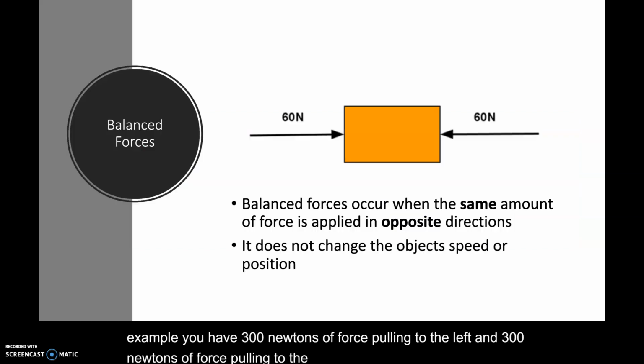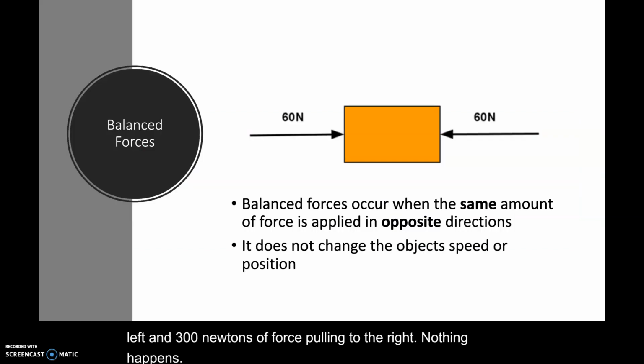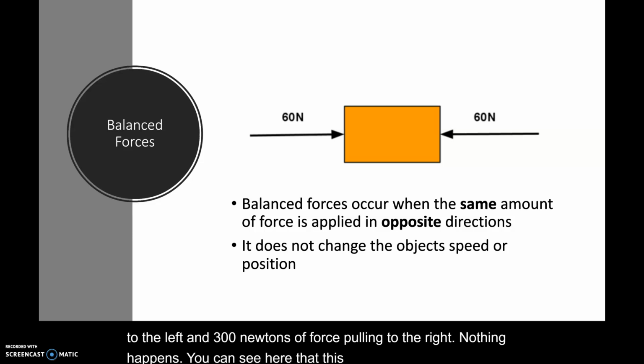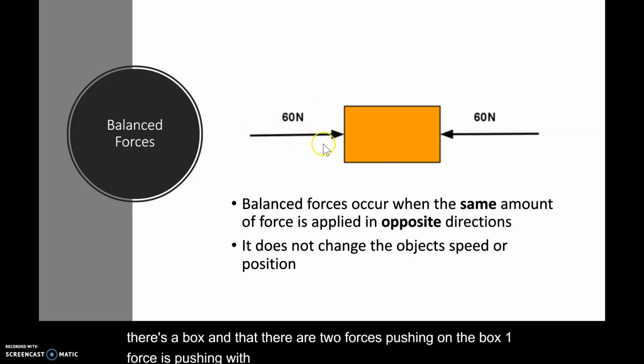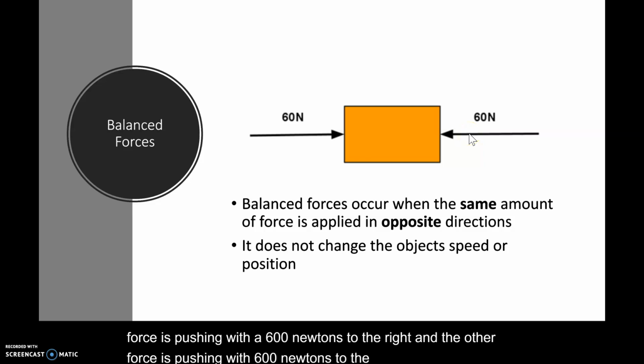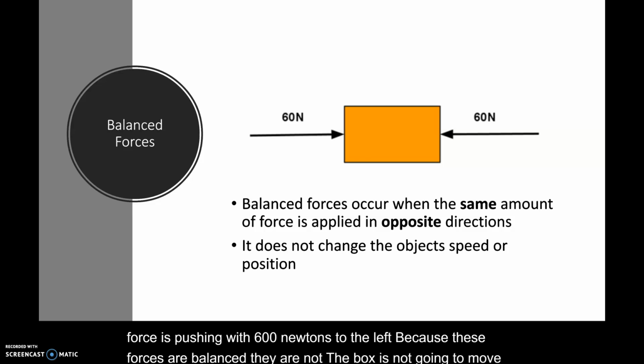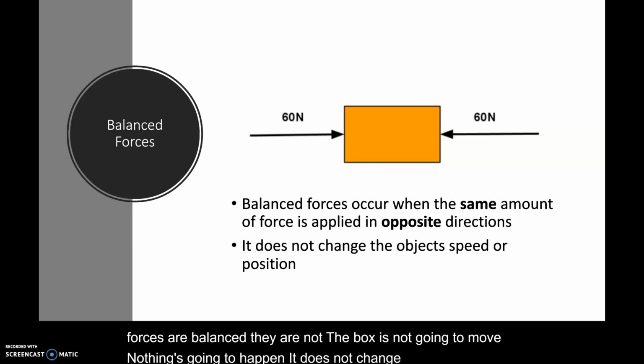Nothing happens. You can see here that this diagram is showing you that there's a box and that there are two forces pushing on the box. One force is pushing with 600 newtons to the right, and the other force is pushing with 600 newtons to the left. Because these forces are balanced, the box is not going to move. Nothing's going to happen. It does not change the object's speed or its position.